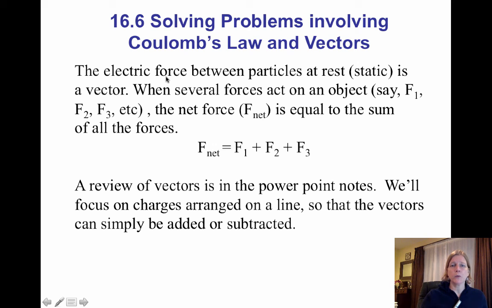So the electric force between particles at rest, which are static charges, is a vector. When several forces act on an object, say force 1, force 2, force 3, all act on one charged particle, the net force is equal to the sum of all the forces. So F net equals F1 plus F2 plus F3, but these are vectors.